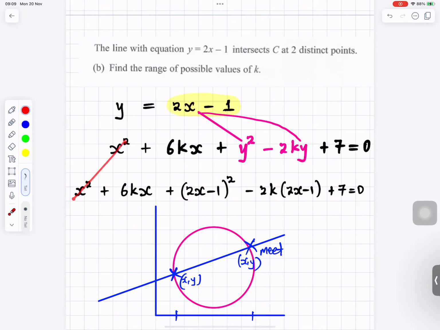So we'll have the x squared the same, the plus the same, the 6kx the same, this plus the same. Instead of y, we put 2x minus 1 squared, the minus the same, the 2k the same. Instead of y, we put 2x minus 1, the plus the same, the 7 the same, and then the 0. Now it is to solve it.